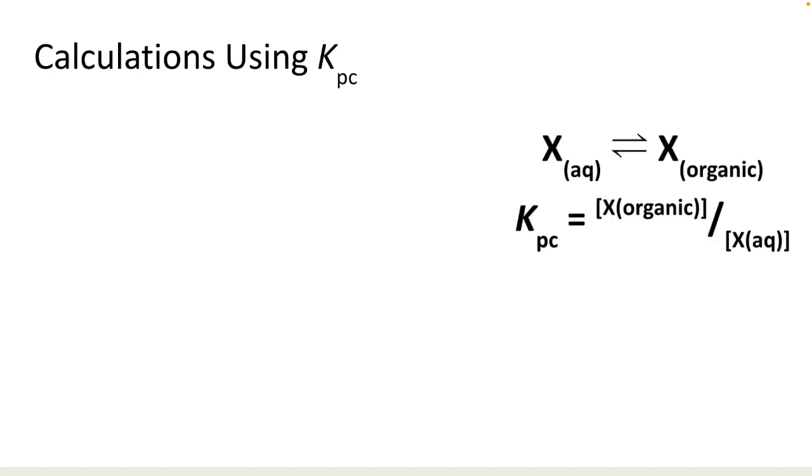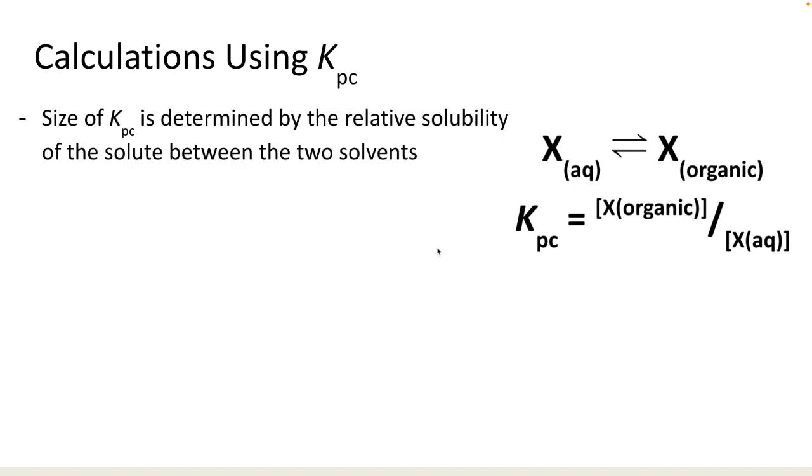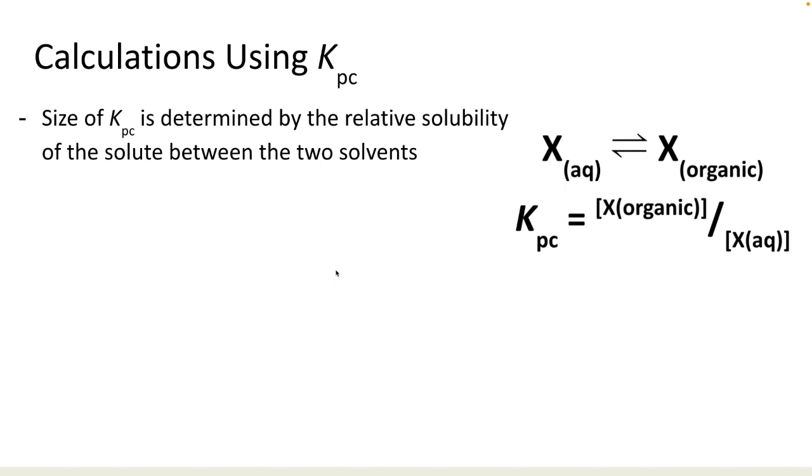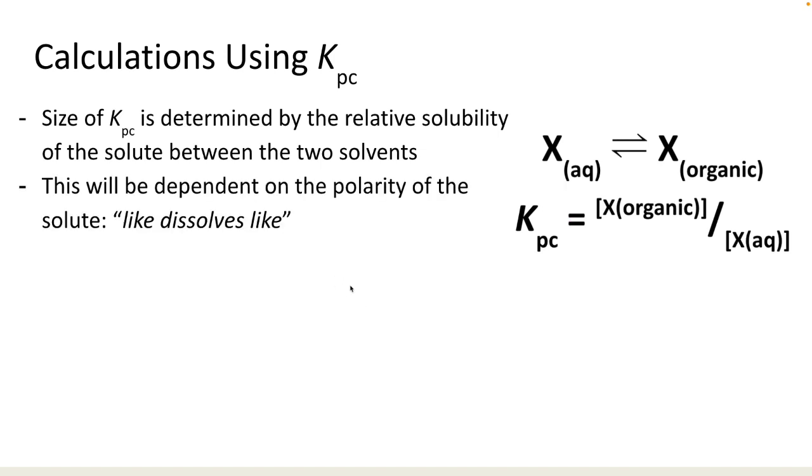So let's finish up with some calculations using our partition coefficients. Again, its size is determined by the relative solubility of the solute between the two solvents. If I have a very large partition coefficient for this one above, that tells me there's much more in the organic layer, so it's more soluble in the organic layer. A very small partition coefficient is going to tell me it wants to be in the aqueous layer. So we can draw inferences about its properties.